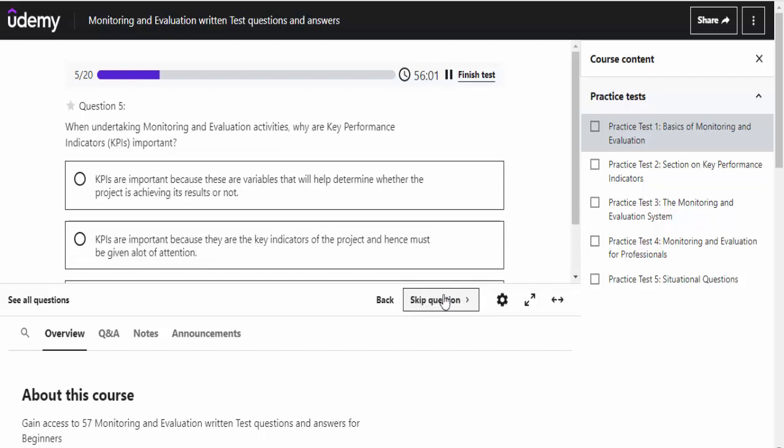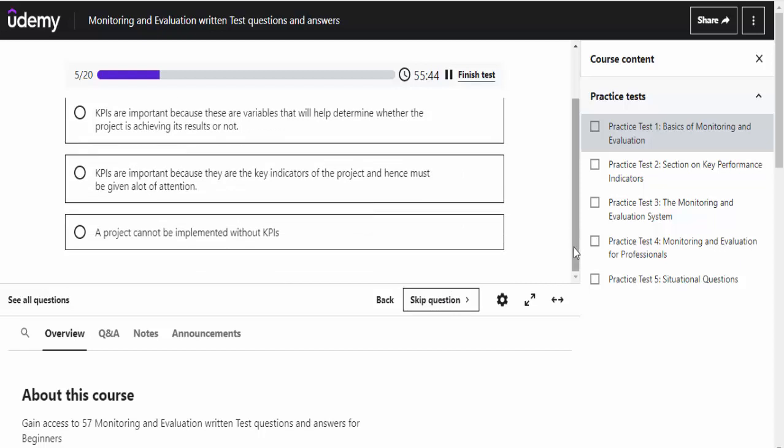Question 5. When undertaking M&E activities, why are key performance indicators important? KPIs are important because these are variables that would help determine whether the project is achieving its results or not. That is a good answer. Okay, let's go to the next one.